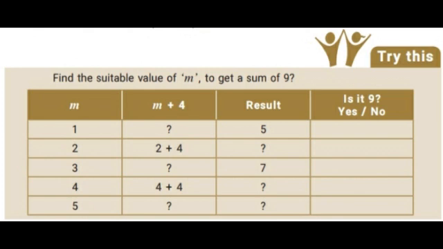Okay, my dear students, be ready with your book. Find the suitable value of m to get the sum of 9. That means the answer will be 9. We have to find out the value of m. So we have a tabular column. The first column represents m values. The second column represents m plus 4. Then the result. Last one, whether it is equal to 9 or not. Likewise, it is given.